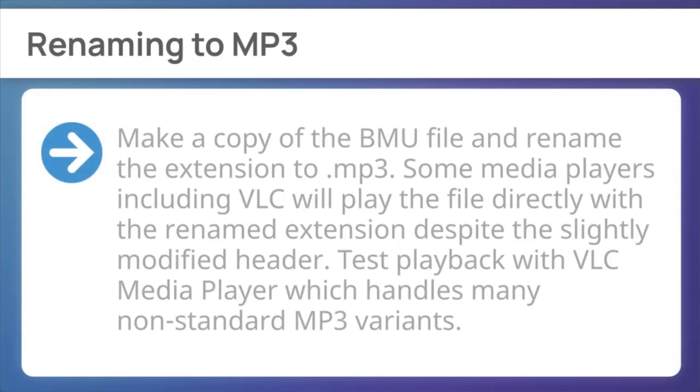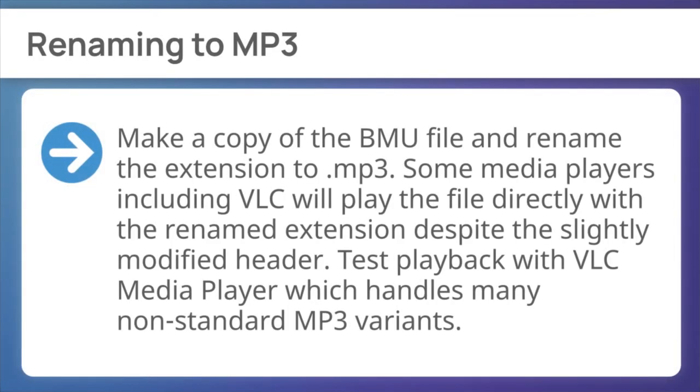First, renaming to MP3. Make a copy of the BMU file and rename the extension to .mp3. Some media players, including VLC, will play the file directly with the renamed extension despite the slightly modified header. Test playback with VLC Media Player, which handles many non-standard MP3 variants.